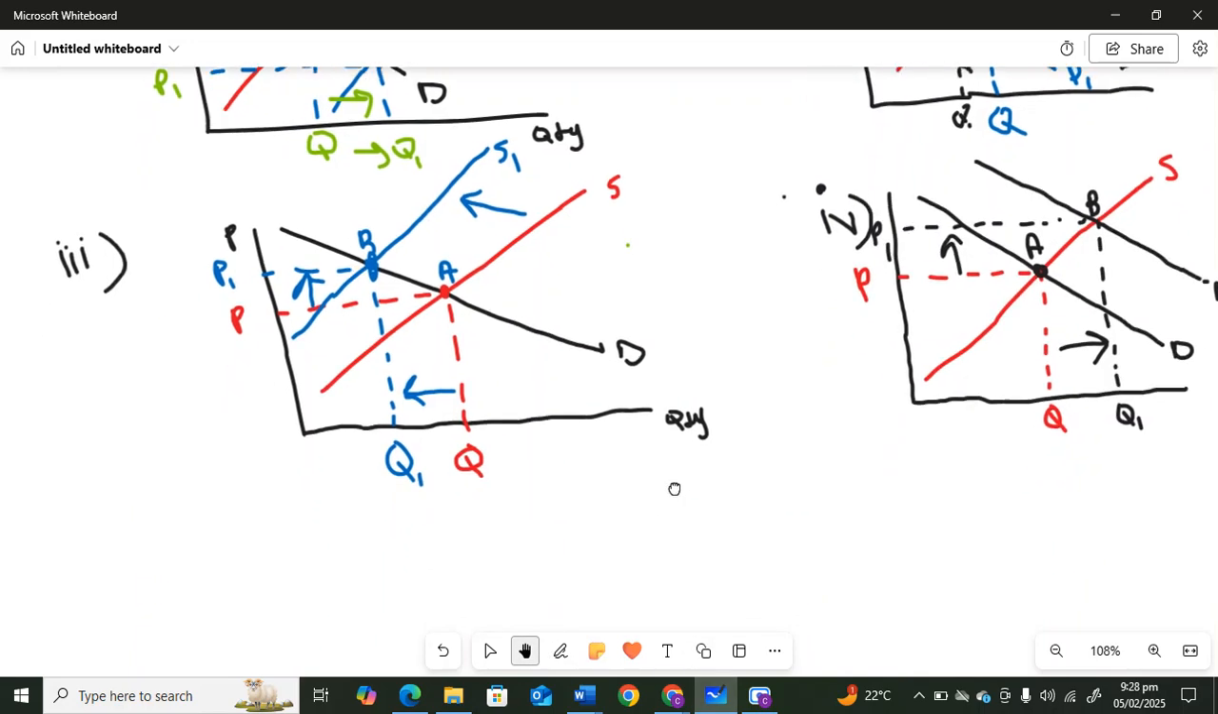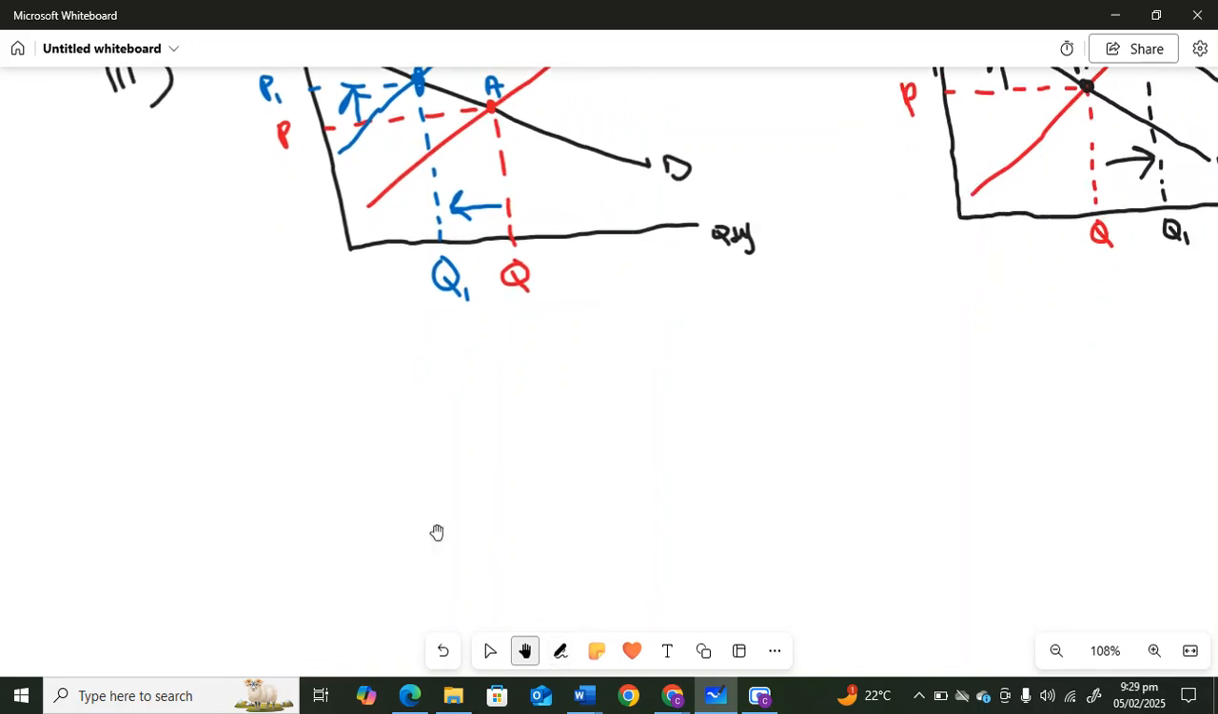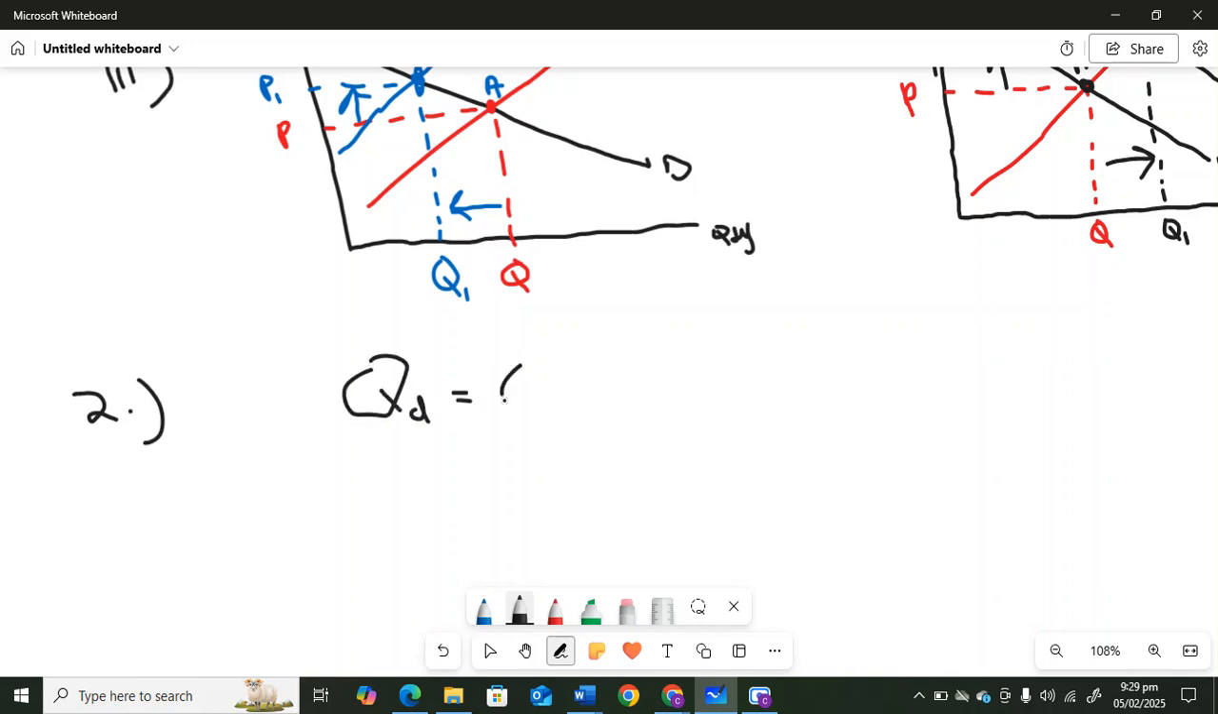So, colleagues, at equilibrium, what happens? At equilibrium, QD equals QS. With these types of questions, this is your starting point. You equate the demand function and the supply function. The demand function is 120 minus 2P, and the supply function is 2P.